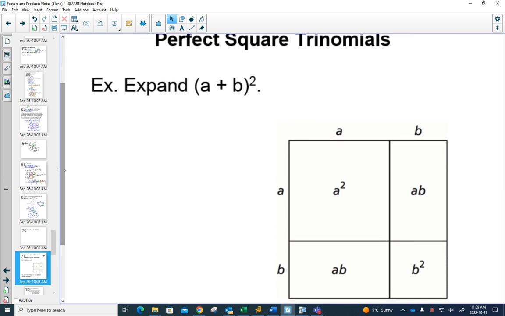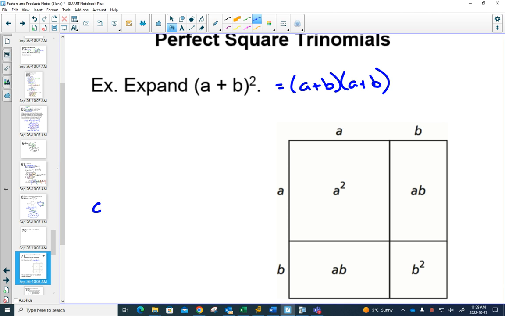If you have something that says expand, okay? It might say expand, sometimes it says expand and simplify. A plus b squared, I would say please write it out as a plus b times a plus b. Because if you write it out as a plus b times a plus b, you will remember to FOIL. Or use the chart. I already had the chart here.